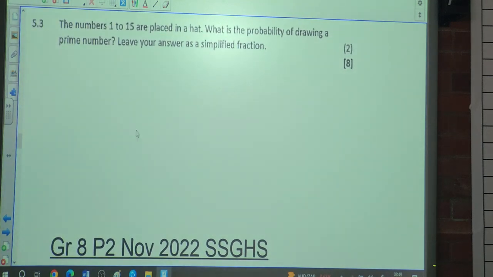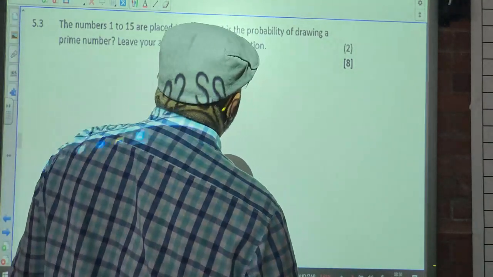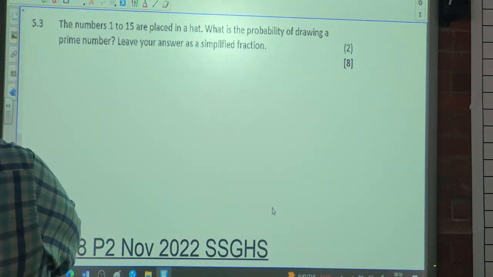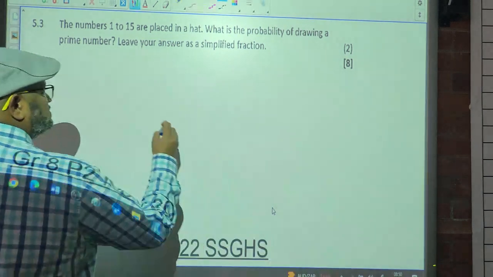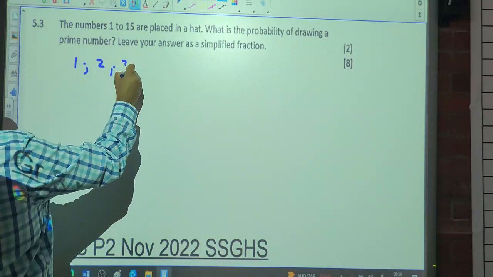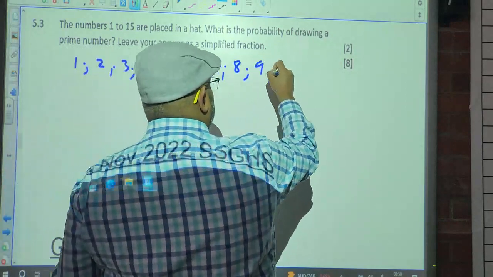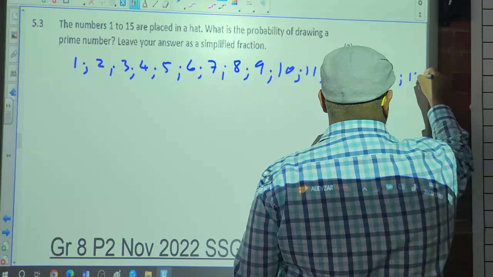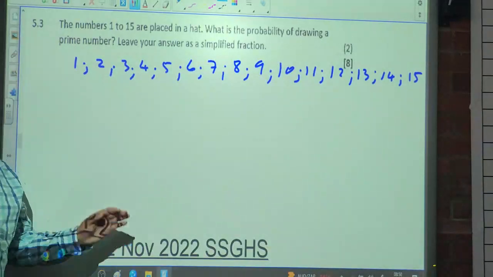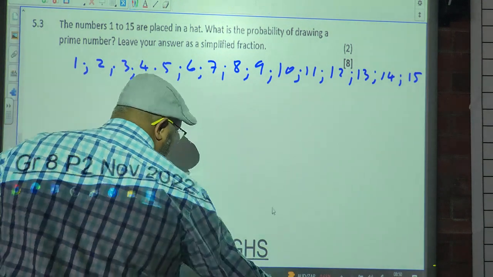Next one. The numbers 1 to 15 are placed in a hat. What is the probability of drawing a prime number? Leave your answer in simplified fractions. Numbers 1 to 15 are 1, 2, 3, 4, 5, 6, 7, 8, 9, 10, 11, 12, 13, 14, 15. So how many possible outcomes are there? 15 in the sample space.